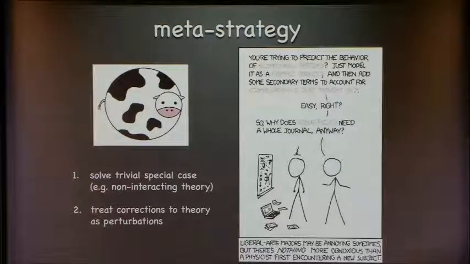And there's a cartoon that also explains this pretty well. You're trying to predict the behavior of a complicated system, so just model it as a simple object, and add some secondary terms to account for complications I just thought of. So that's the big strategy, except hopefully the complications we just thought of are really the right ones, and we haven't oversimplified the problem.